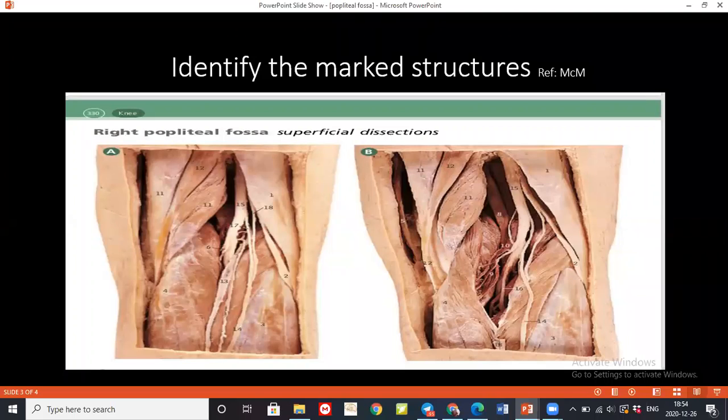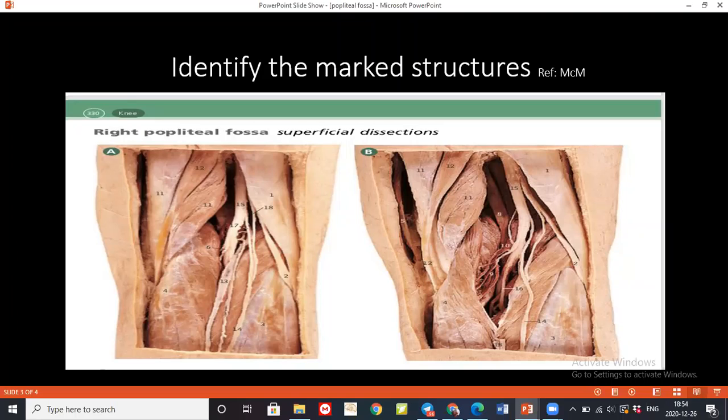From anterior to posterior, we have tibialis anterior, then flexor digitorum longus, then anterior tibial artery and vein, then tibial nerve followed by flexor hallucis longus, and lastly flexor hallucis longus, the last one.